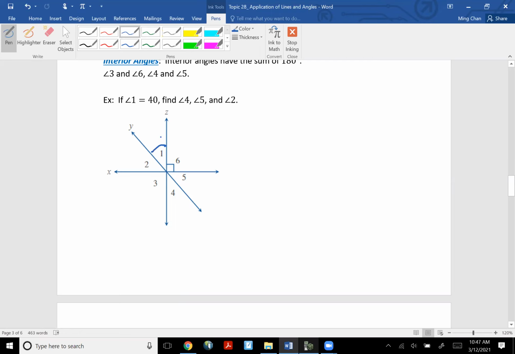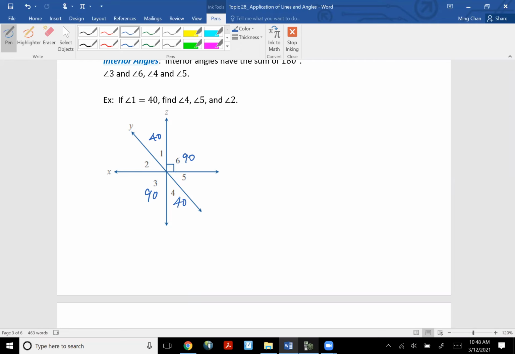So if angle 1 is 40°, by the vertical angle, do you see the Y and the Z? Y and the Z intersect at one point. So angle 1 faces angle 4, so angle 4 is 40. Do you see the X and the Z intersecting at one point? So 3 and 6 are vertical angles. 6 is already marked as 90°, so 3 will also be 90°.